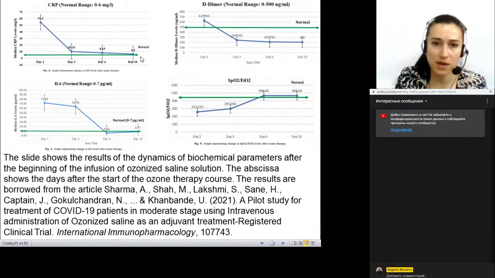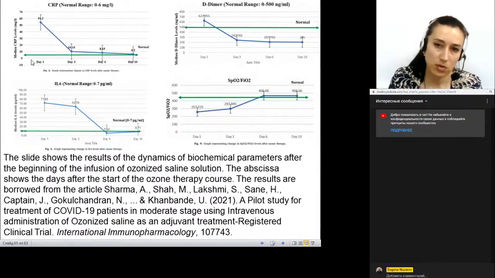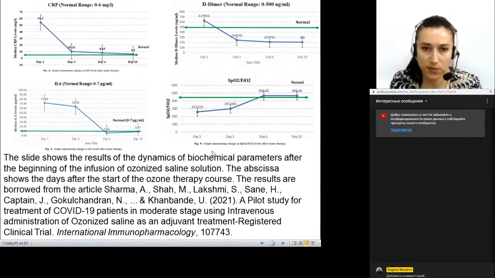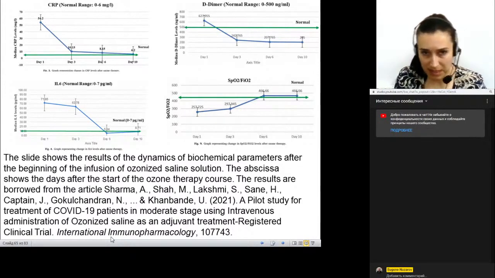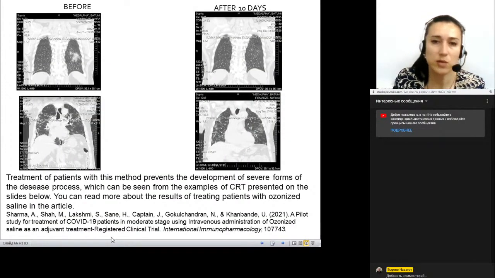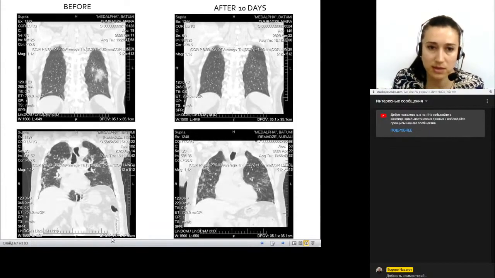This slide shows us the results of the dynamics of biochemical parameters after the beginning of the infusion of ozonized saline solution. The abscissa shows the days after the start of the ozone therapy course. The results are borrowed from the article of Professor Sharma, Shah, Lakshmi, and others. You can see a pilot study for the treatment of COVID-19 patients in moderate states using intravenous administration of ozonized saline solution. He will demonstrate examples of treatment of patients with these methods, preventing the development of severe forms of the disease process, which can be seen from the example of computer tomography presented on the slides below. He will show you the next examples.